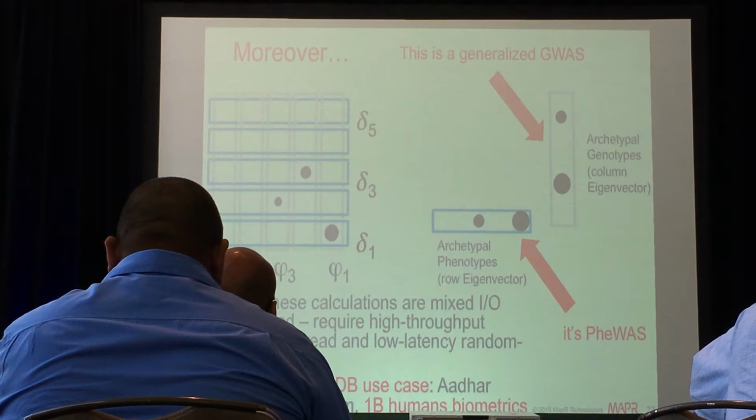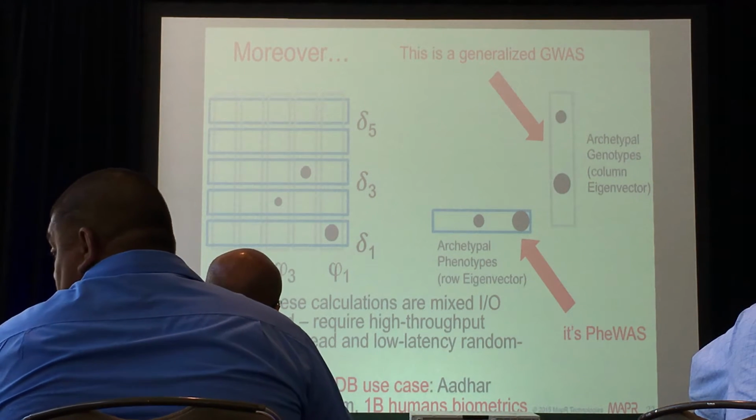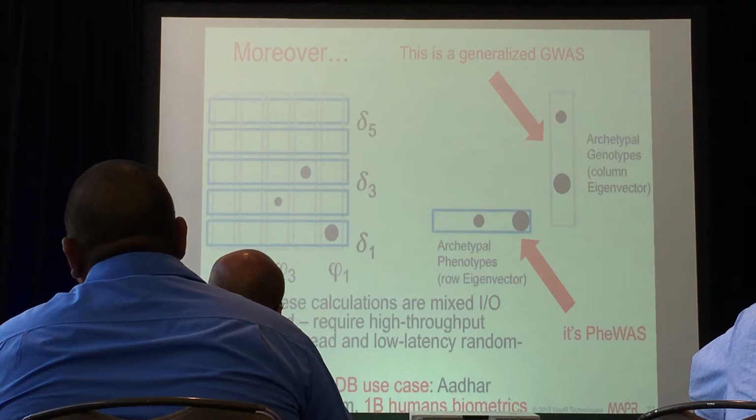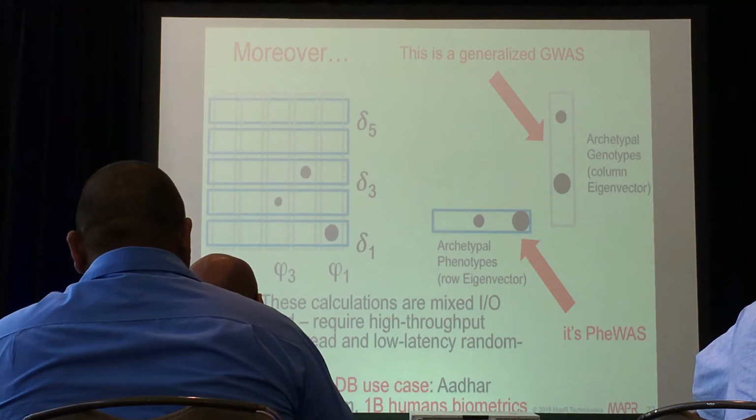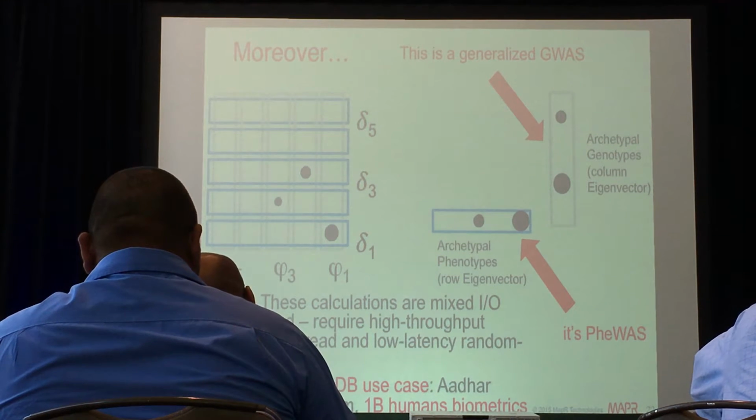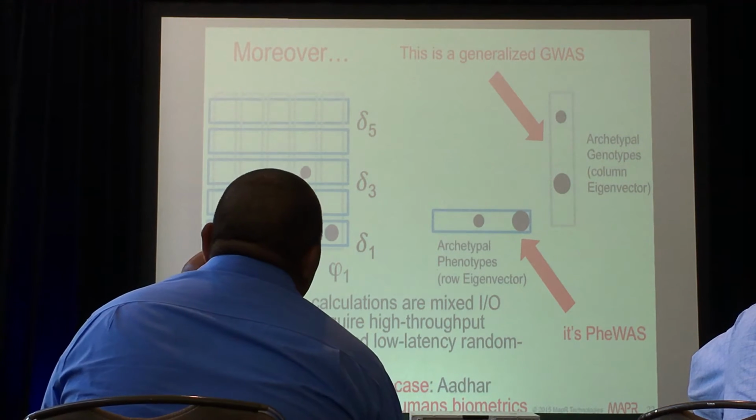I also want to point out that doing this type of operation is a mixed I/O workload, so it requires both high throughput sustained reads as well as random access. So it's a mixed workload, and this is particularly suitable for MapRDB.